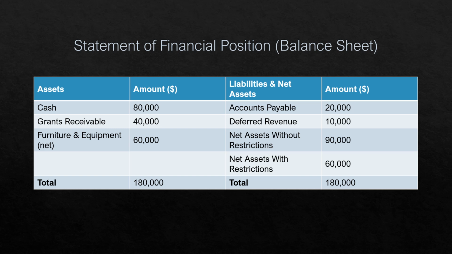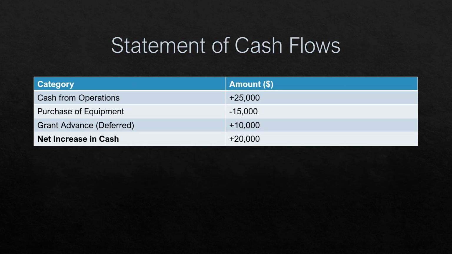Okay. Understanding your net assets, your equity in the nonprofit world. So that is basically the importance of how you're gauged is through your equity, okay, which is your net assets line as seen on the right. Without restrictions, 90,000. With restrictions, 60,000. All right. Next slide, statement of cash flow.